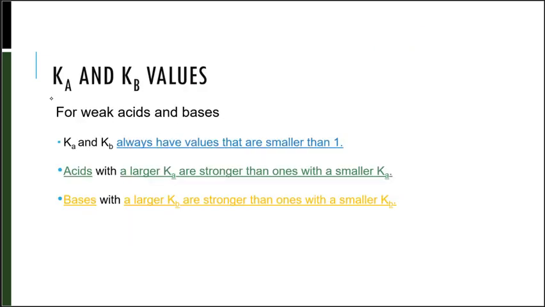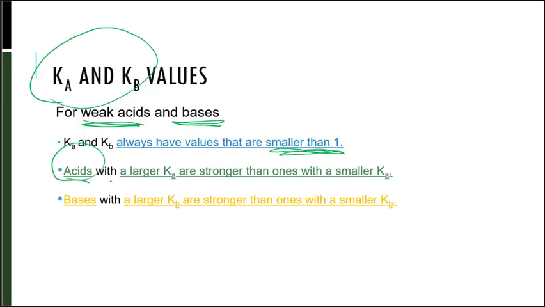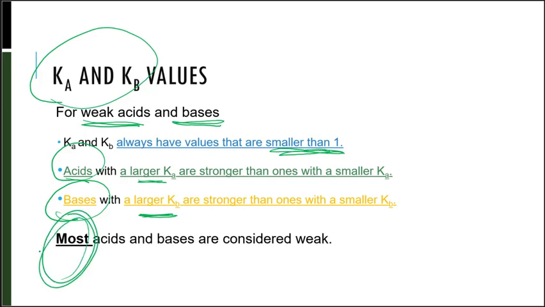Ka and Kb values are for weak acids and weak bases. Ka and Kb values always have values that are smaller than 1. Acids that have a larger Ka are stronger than the ones with a smaller Ka. Similarly, bases with a larger Kb are stronger than the ones with a smaller Kb value. Most acids and bases are considered weak.